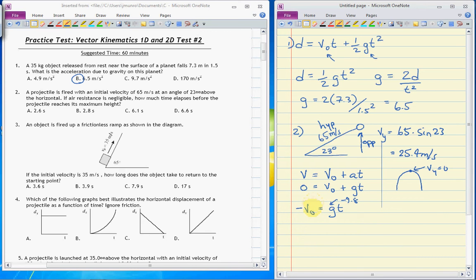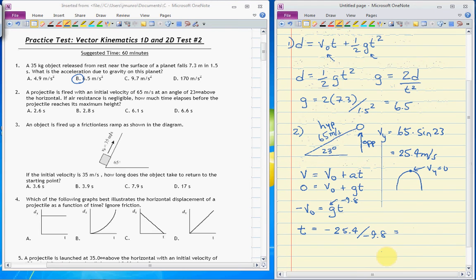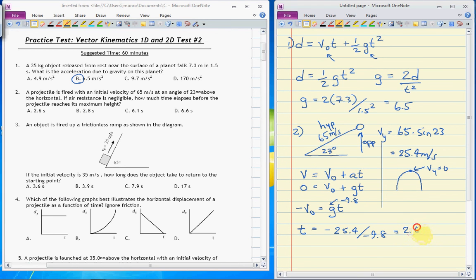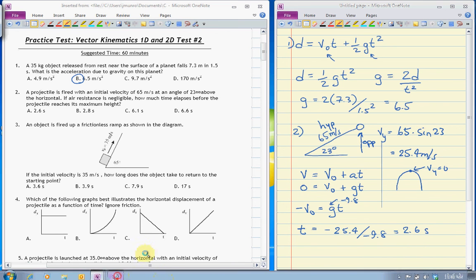And v naught, we already figured out that that was 25.4 initially, so it makes sense then to make it negative 25.4. So for calculating time, it is equal to negative 25.4 divided by negative 9.8. Where it works out, 2.6 seconds. Good, 2.6 seconds.